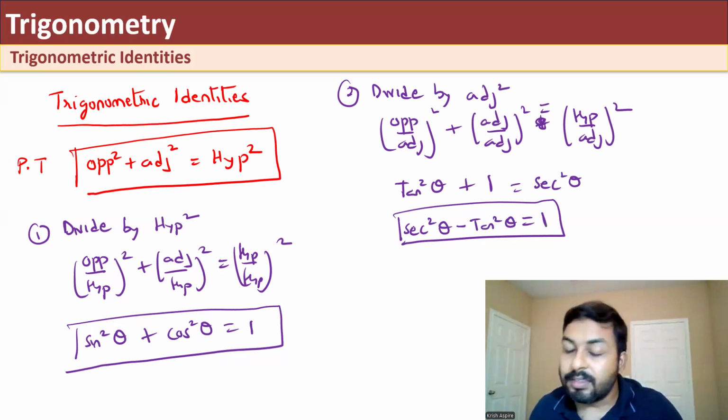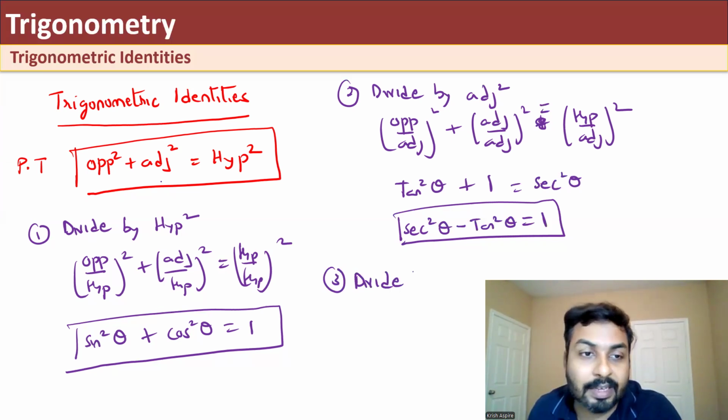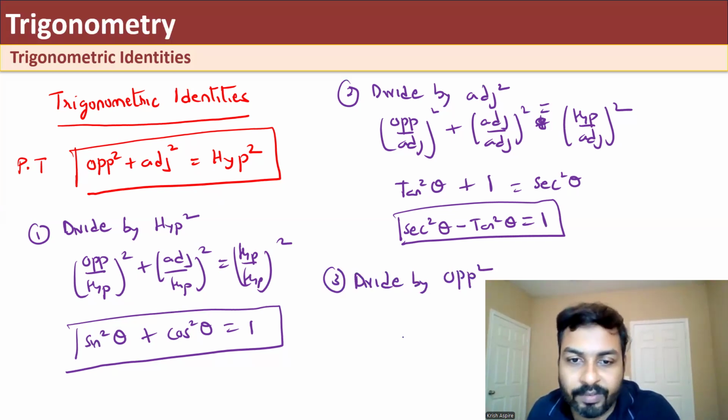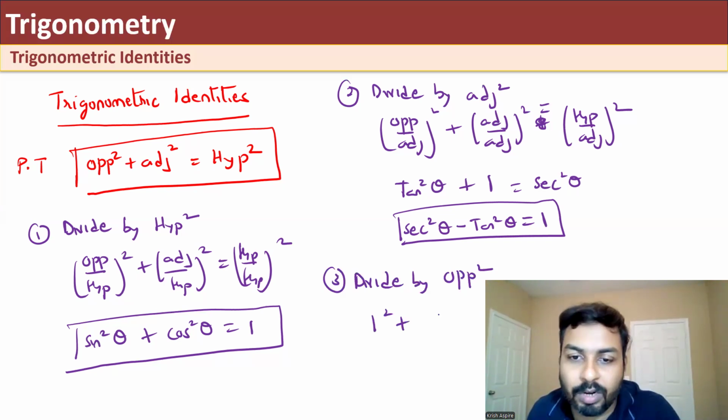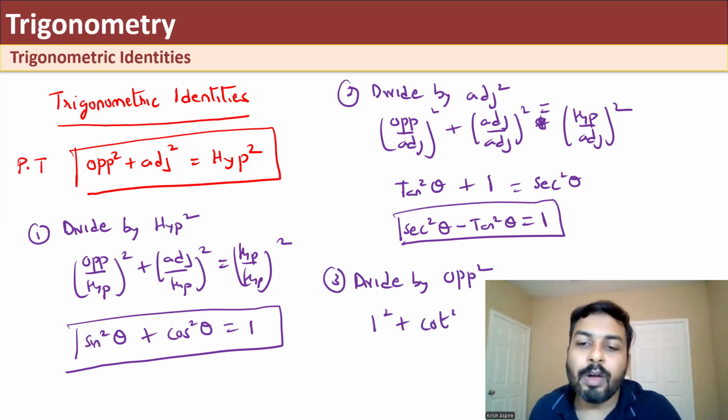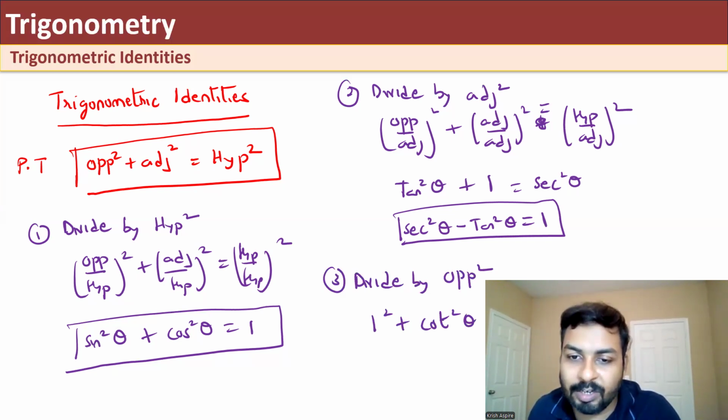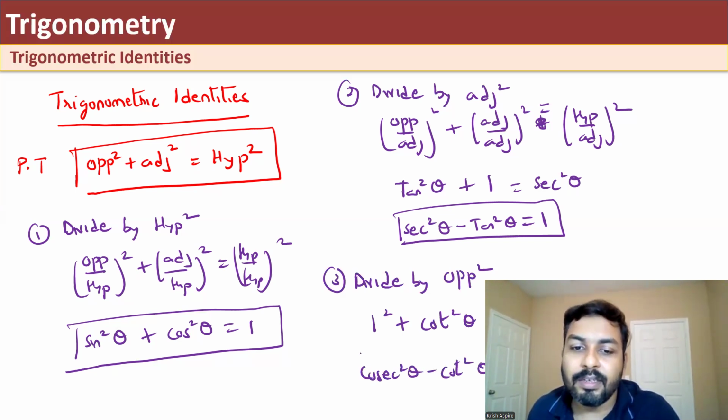To get the third trigonometric identity, I'm going to divide the entire Pythagoras theorem by opposite square. What will I get if I do that? Opposite by opposite square, which is 1. Adjacent by opposite square, which is cot. And hypotenuse by opposite square, which is cosecant. Again, if I bring all the trigonometric ratios on one side, what I'm getting is cosecant square theta minus cot square theta is equal to 1.